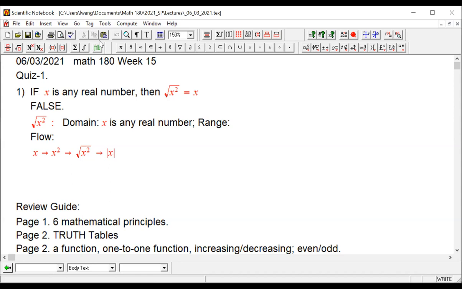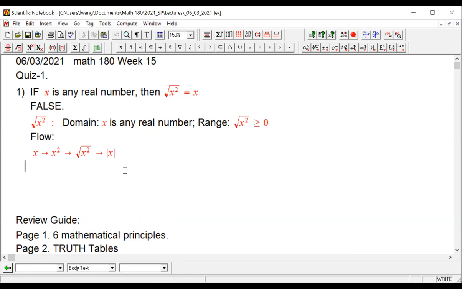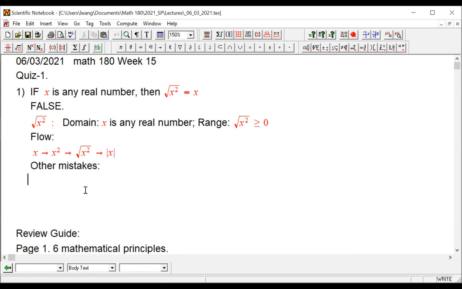So the range would be this whole thing is always going to be greater than or equal to 0, right? So we also encounter some other common mistakes. Other mistakes such as, some people say, oh, this is equal to plus minus x. No, that is wrong. Okay, so we went over these, right? So there are a variety of other mistakes.